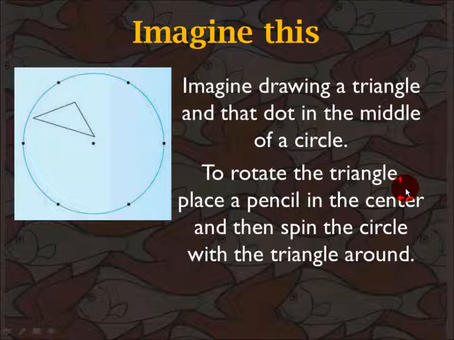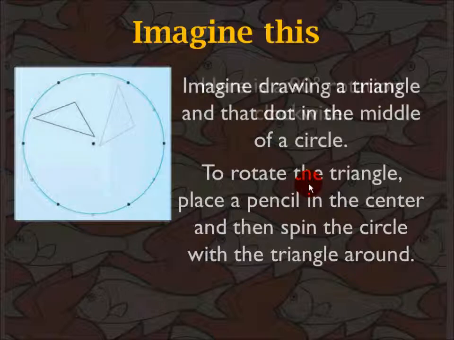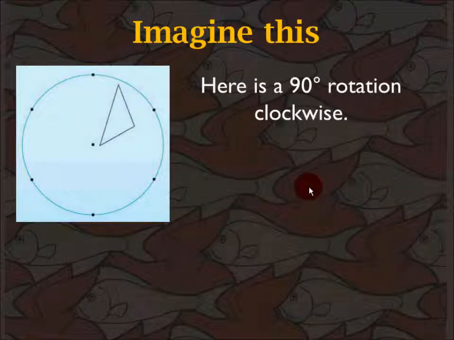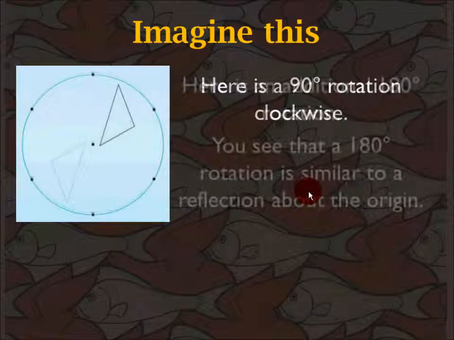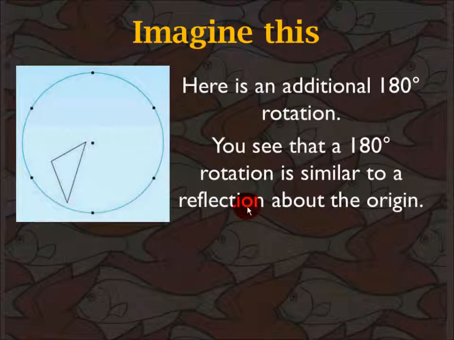So imagine this. Imagine drawing a triangle and that dot is in the middle of a circle. To rotate the triangle, you will place a pencil in the center of the circle and then spin the circle with the triangle around. If you move it clockwise, you get it like this. See? If you go 180 degrees from the last one, you see that it's like a reflection about the origin. Basically, you've rotated it halfway around.